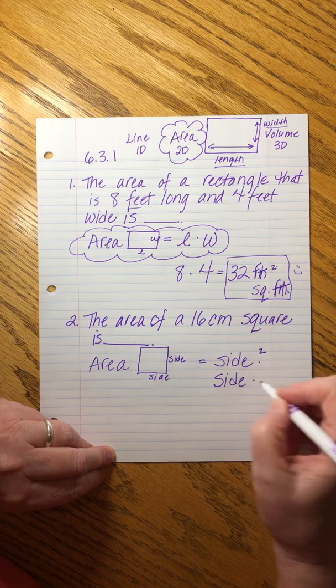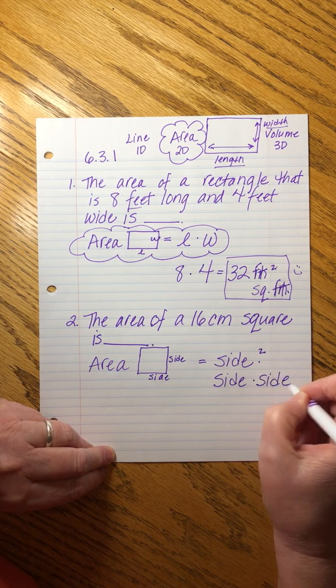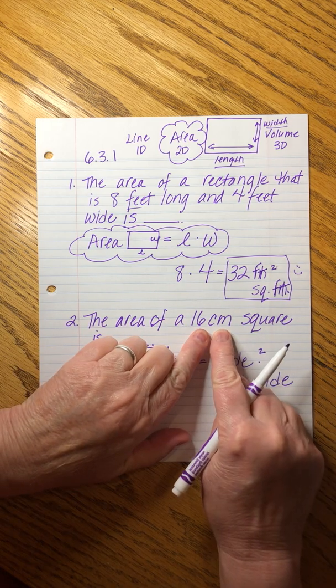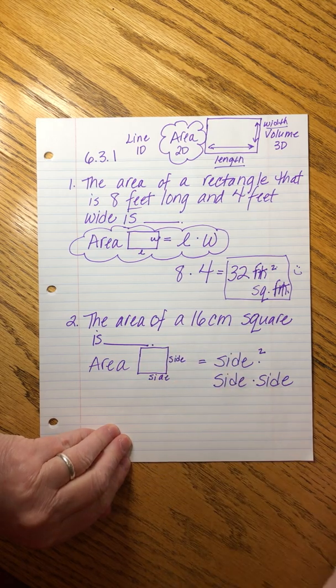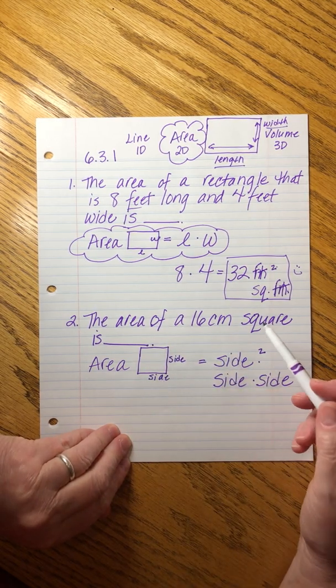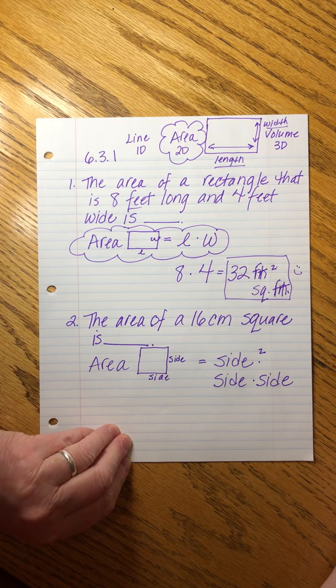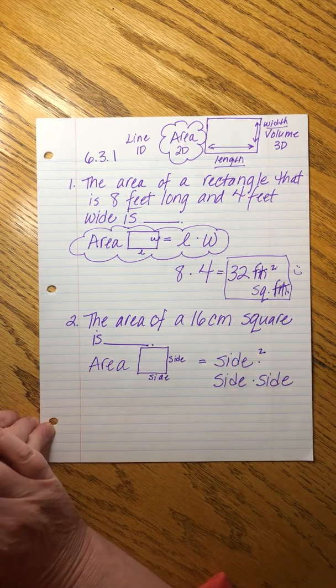If that exponent makes you feel woozy, we just multiply the side by the side, and that's how we get the area of a square. We only need one dimension because they're all four the same. Okay, pause me, try that now. Multiply the side times the side, and then I'll be ready to show you when you're done.